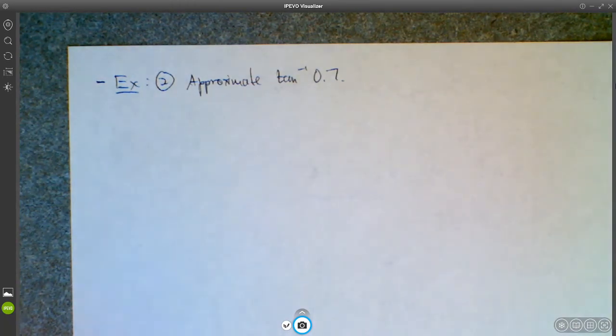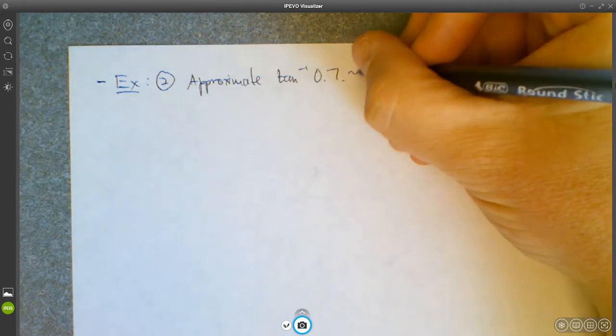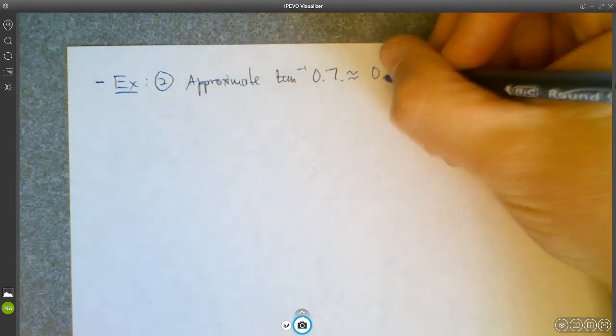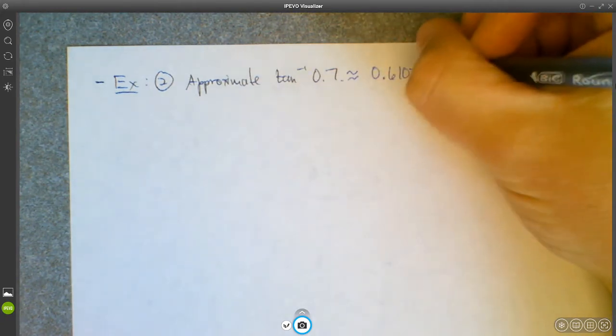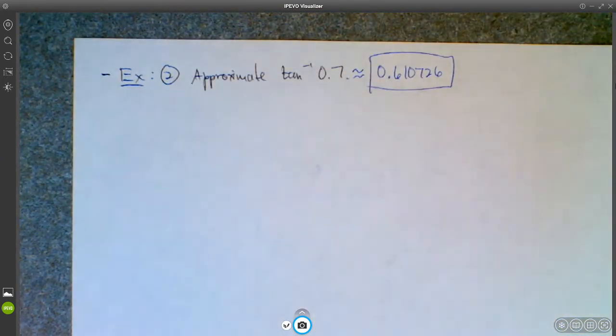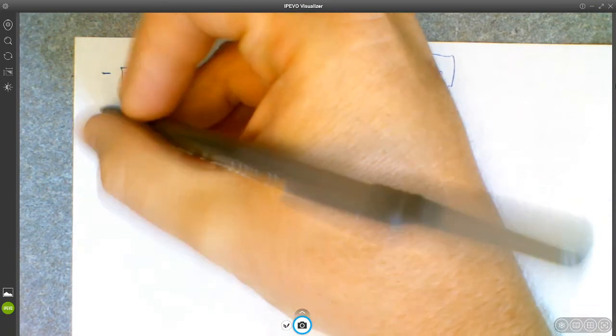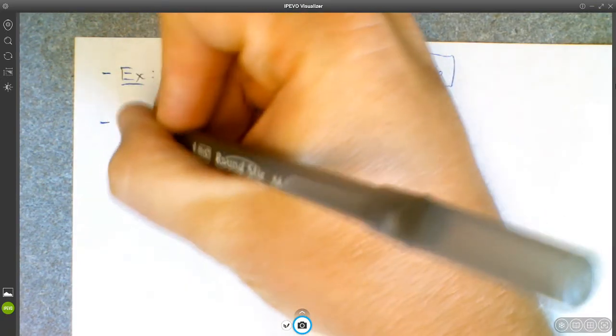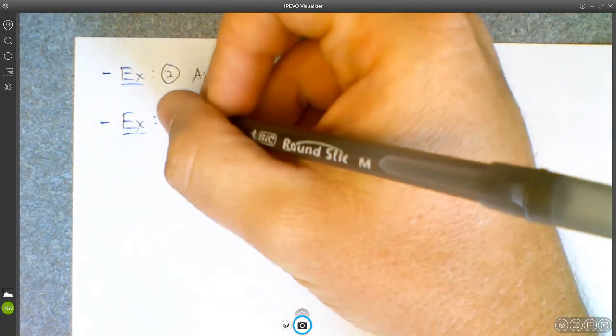Okay, so tangent inverse of 0.7, you should be getting that this is approximately 0.610726. And it probably goes on and on forever. It's an irrational number. Okay, that's that. Let's tie this back to calculus a little bit and calculate some limits.